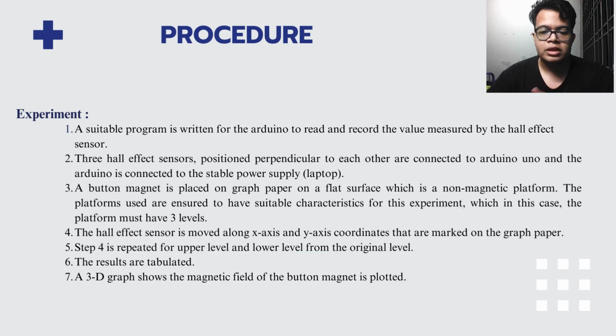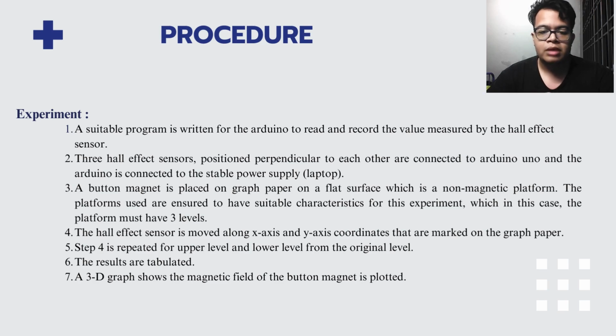The next step is the button magnet that we use, we place on a marked graph paper, and then the graph paper is placed on a flat surface. We must ensure that the surface or platform we use is non-magnetic and has an upper level and a lower level, since we want to calculate the magnetic field.